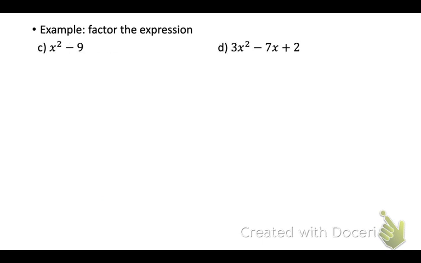Okay, factor the expression. X squared minus 9. What's special about this one? Can anybody tell me? There's no b, and 9 is a perfect square, correct? Yeah. So there's no b, so that means I need factors of 9 that have a difference of 0. What are those? 3 and negative 3. So my factors are what? X minus 3 and x plus 3.